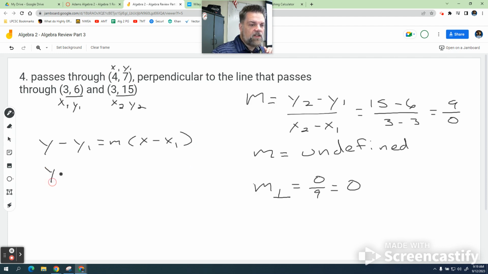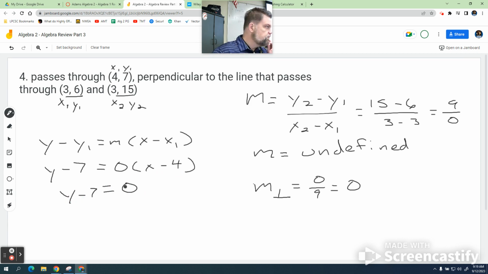So we get y minus y1. What's y1? 7. My slope is 0. X minus x1, this is the other x1, which is 4. Here's the interesting thing. 0 times x is going to be 0. 0 times 4 is going to be 0. This whole thing equals 0. Okay, I could still solve for y. When I add 7 to both sides, I get y equals 7.